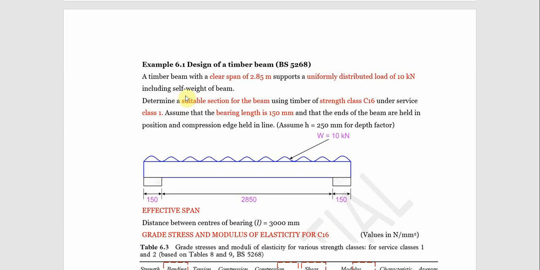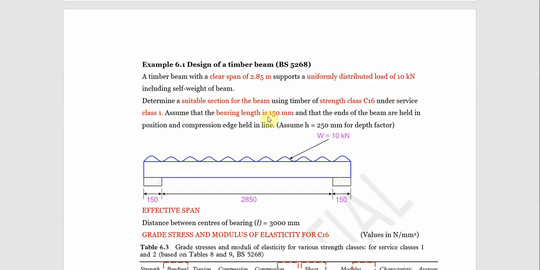So, good day. We will be looking at the design of a timber beam using BS 5268, and let's say this particular beam spans 2.85 meters and supports a uniformly distributed load of 10 kilonewton per meter, including the self weight of the beam. We want to determine a suitable section for this beam using timber of strength class C16 under service class 1.